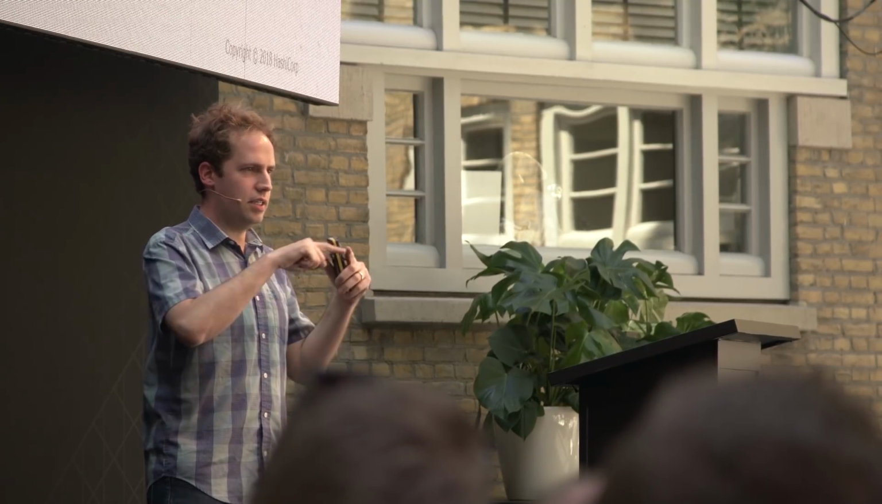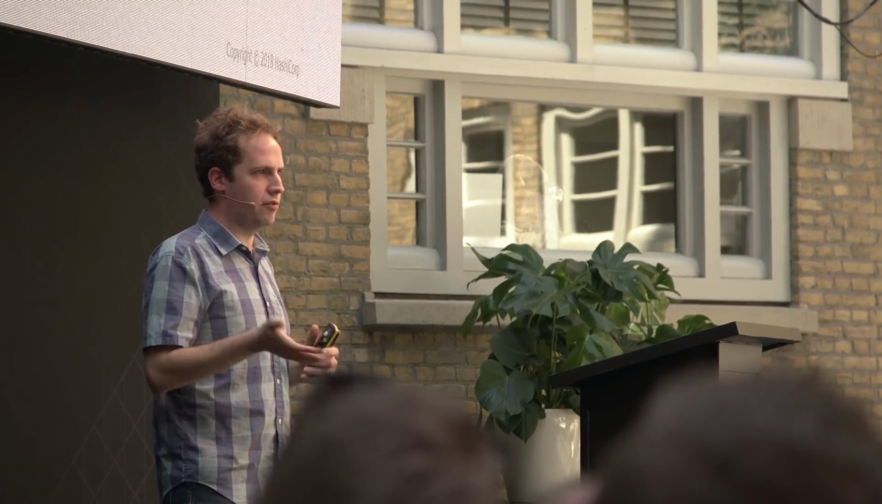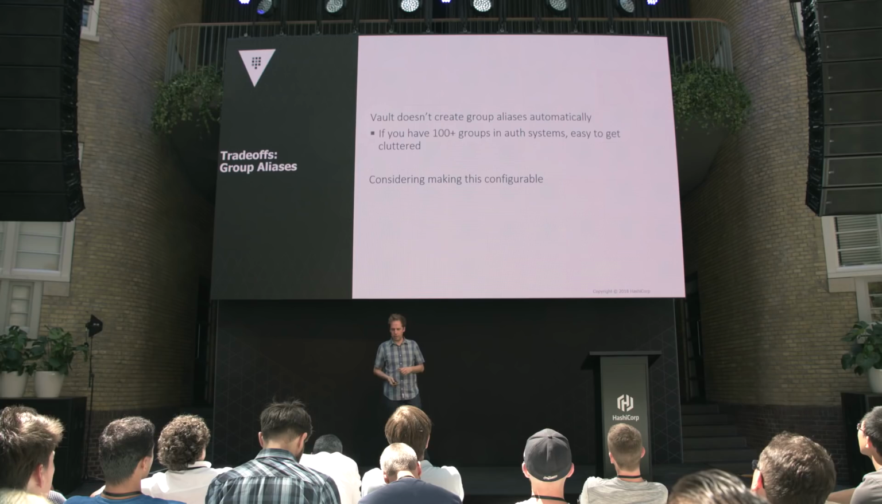But for right now, if you're trying to play around with it, you have to actually create the group aliases first. And then once it's created there and it sees that that alias exists, it'll start doing the mapping for you. So just a little trade-off.